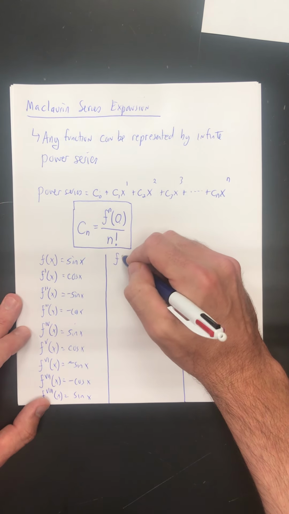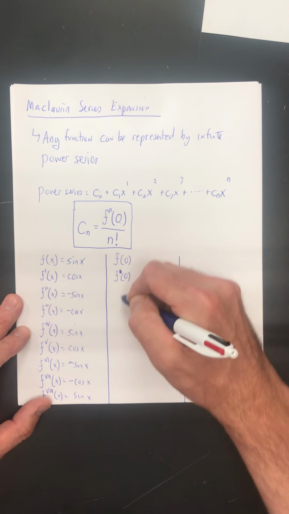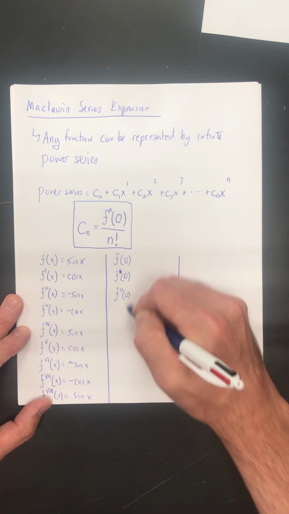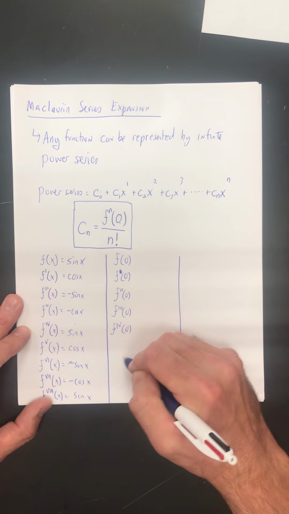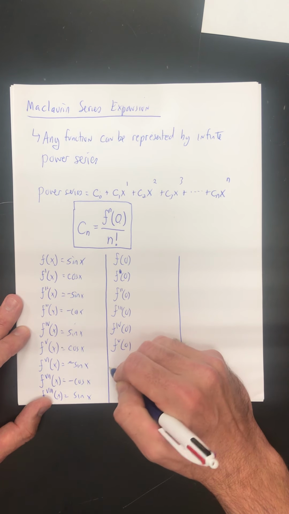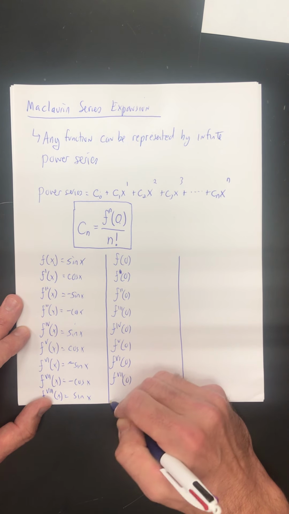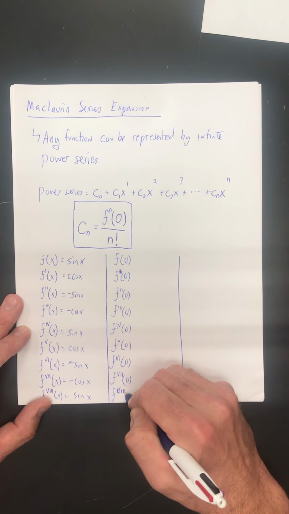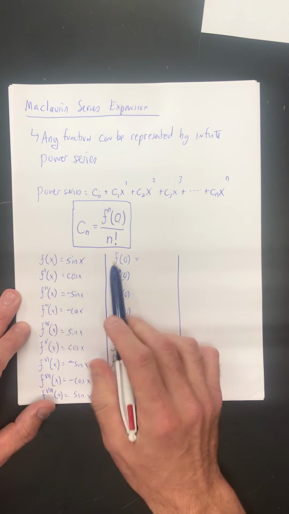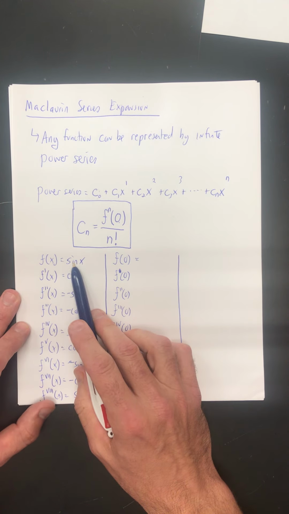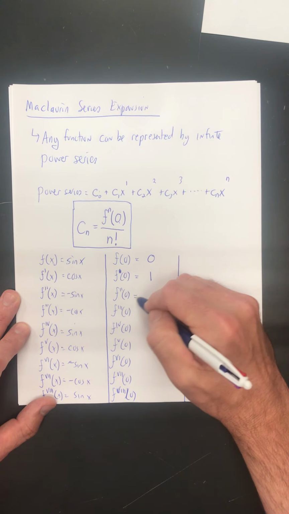My second column that I'm going to do is evaluating each of these at 0. Okay? So I found this structure to be really helpful anytime I'm doing a Maclaurin series expansion. Otherwise, your work is disorganized and all over the place, and it's really hard to evaluate and know what you're doing. So when you evaluate sine of x at 0, we get 0. Cosine of 0 is 1, right?